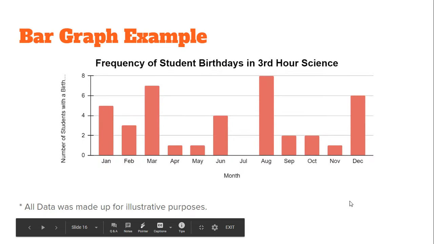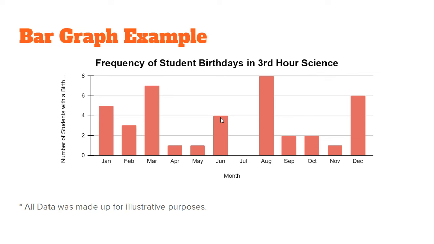Another bar graph may look like this. Here you can compare the number of student birthdays in January to June very easily. You can quickly pick out the most common months for birthdays and the least common months for birthdays. You can also see which ones have the same number of birthdays very easily.